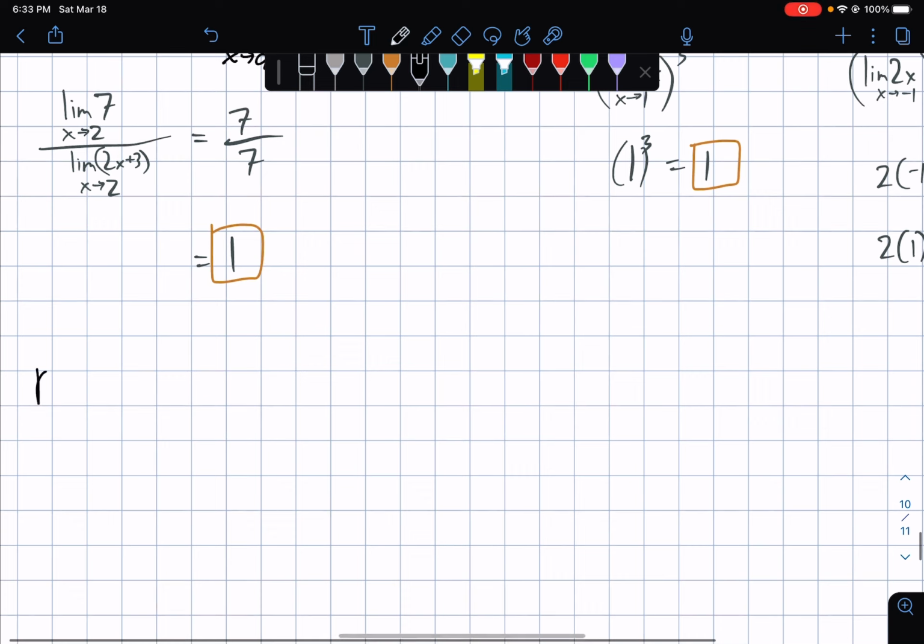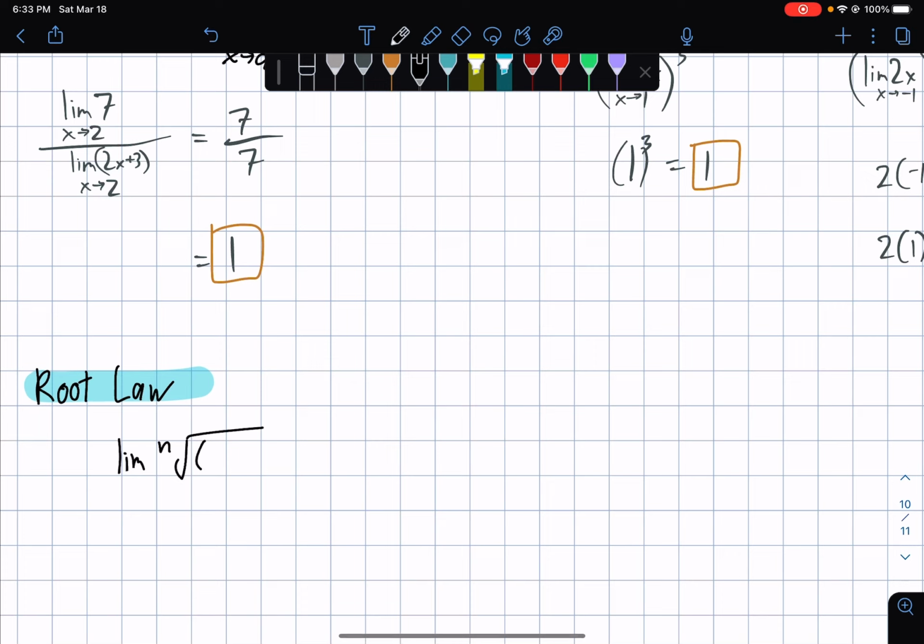So for the root law, we have lim square root of f of x such that x approaches a. That's going to be basically the entire square root will cover just everything, just like this. We assume that n is a positive integer.